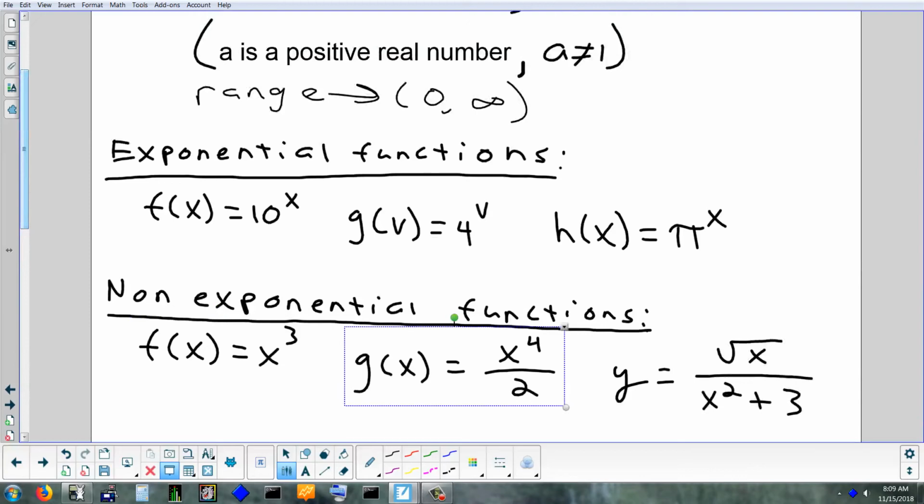And then the last one, y equals, well, it's kind of like a rational function because it's a fraction, but then there's a radical on the top. So it's kind of a combination of a radical, which we studied yesterday, and a rational. That's not exponential at all.